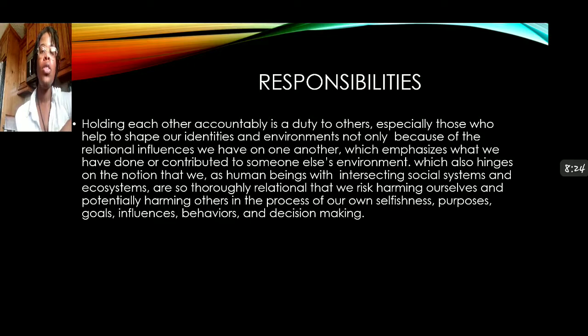Responsibilities. Holding each other accountable is a duty to others, especially those who help to shape our identities and environments. Not only because of the relational influence we have with one another, which emphasizes what we have done or contributed to someone else's environment, but also because it hinges on the notion that we as human beings with intersecting social systems and ecosystems are so thoroughly relational that we risk harming ourselves and potentially harming others in the process of our own selfishness, purposes, goals, influences, behaviors, and decision making.